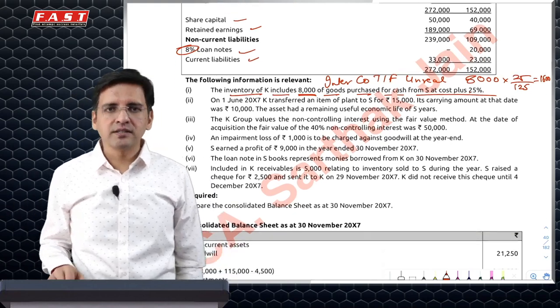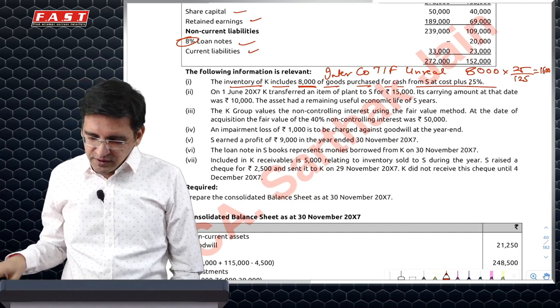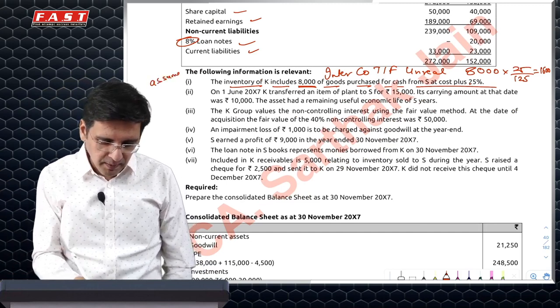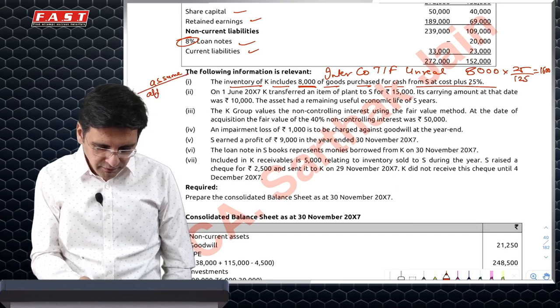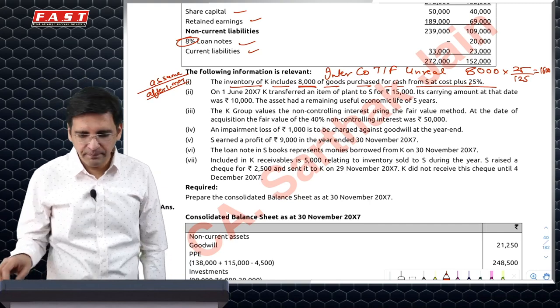So this will be reduced from profits of S. So when you prepare the analysis of profit table, the table we call in the class, we'll reduce it from profits of S. Here we will assume that this transaction happened after 1st of May. And we may put a note on it because acquisition has happened during the year.